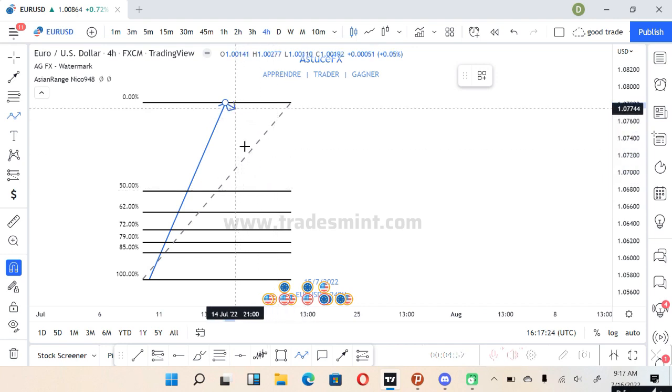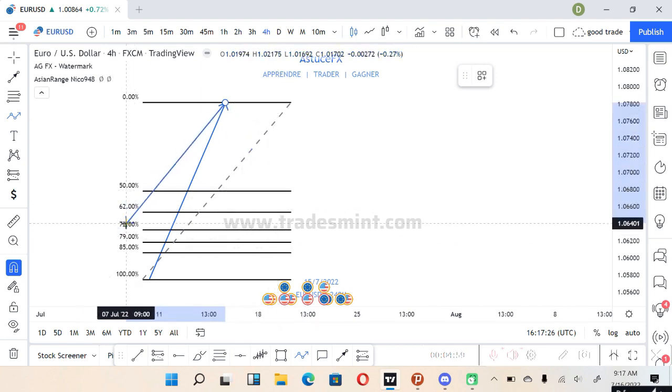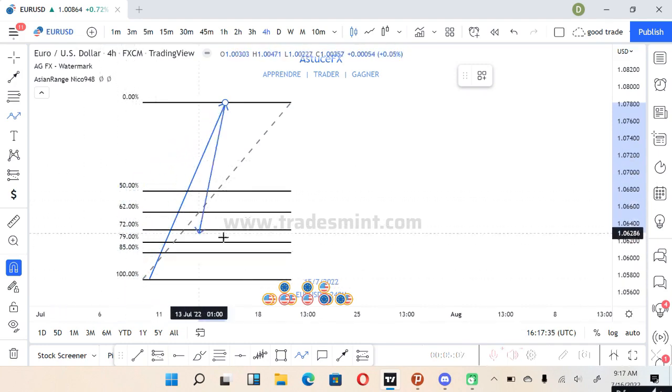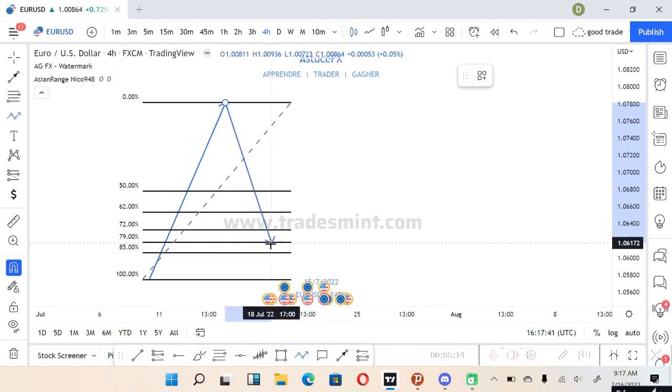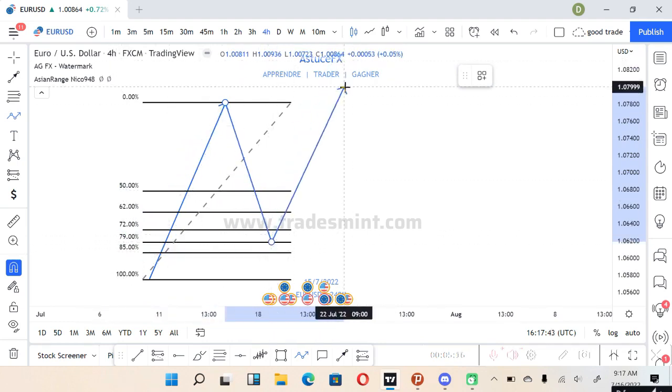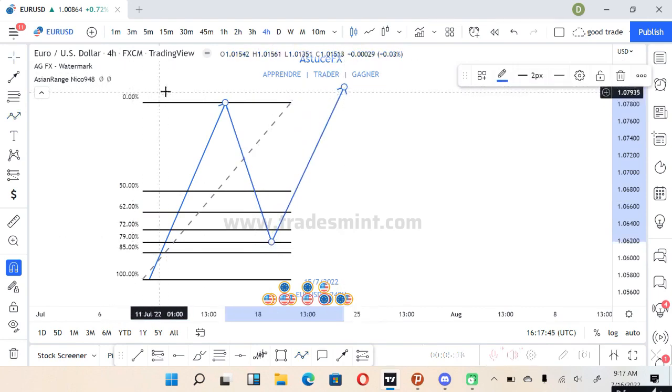So price most of the time will retrace from the 62 or 70, 72, or these others from the 50 to the 100. If you have any OB or any zone that you are looking at, you can try to buy from one of these zones. Most of the time, price comes to the 79. So price retraces to the 79, and now we'll have another rally to the upside, which will break this high.